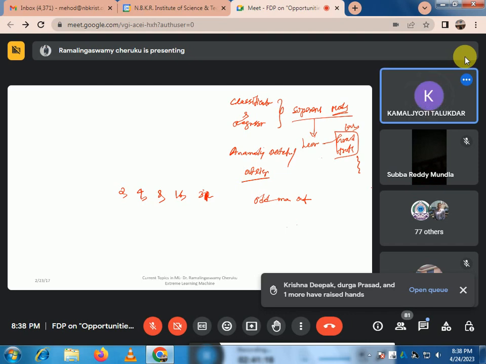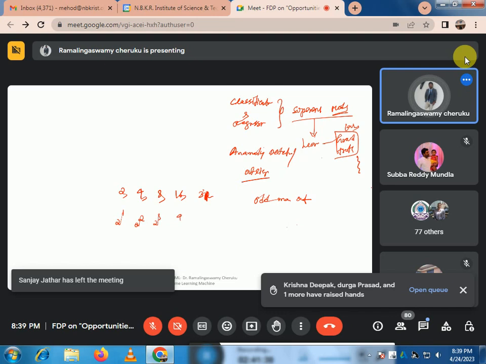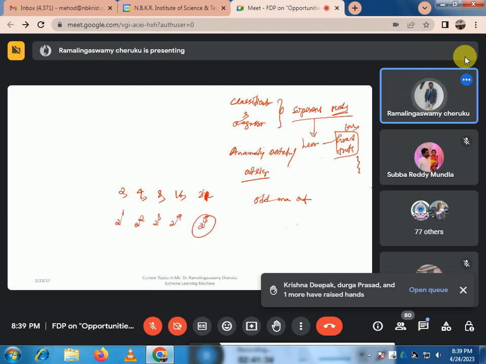Suppose all are powers of 2. It is 2 to the power 1, 2 to the power 2, 2 to the power 3, 2 to the power 4, but it is supposed to be 2 to the power 5, which is 32. But 31 is there. So in this kind of problem, because you know the pattern, the odd man out is nothing but the outlier. It is deviating from the pattern and not following the regular pattern.